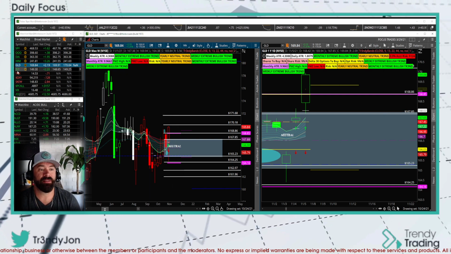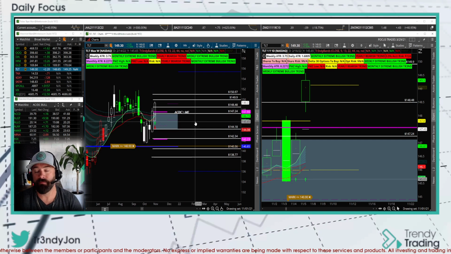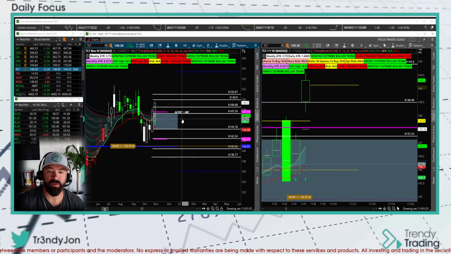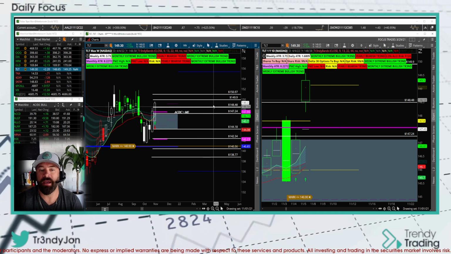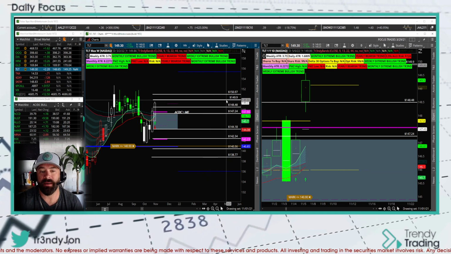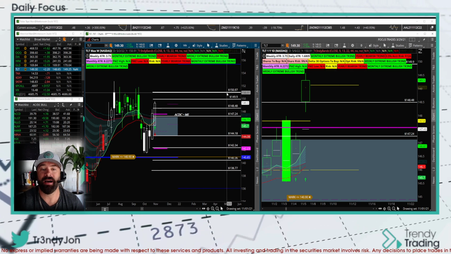All right, let's go ahead to the TLT. Taking a look at this, again, same blueprint as last week. I'm not going to do much here. If this, then that. If price can hold above 148.48, looking for 149.90 where I would expect resistance. If price opens up over 149.90, look for 150.97.